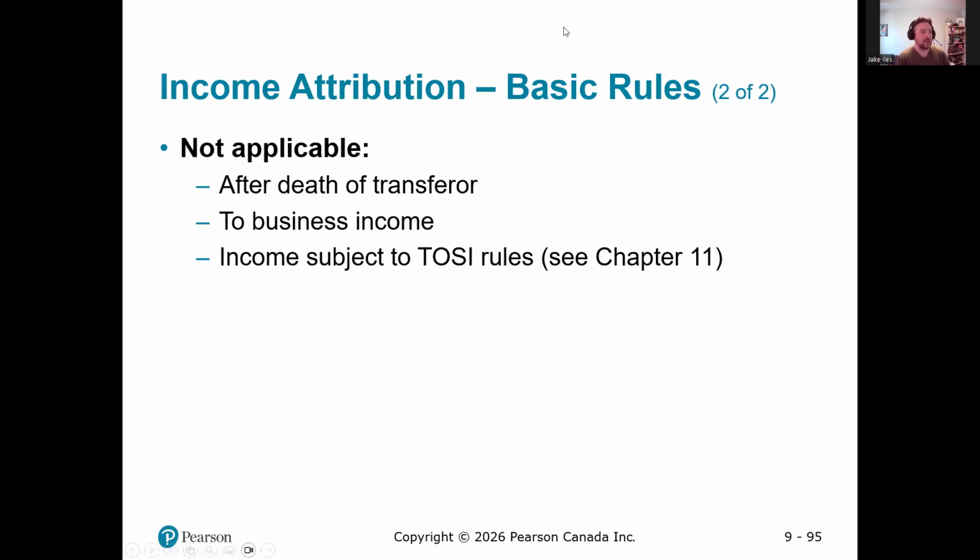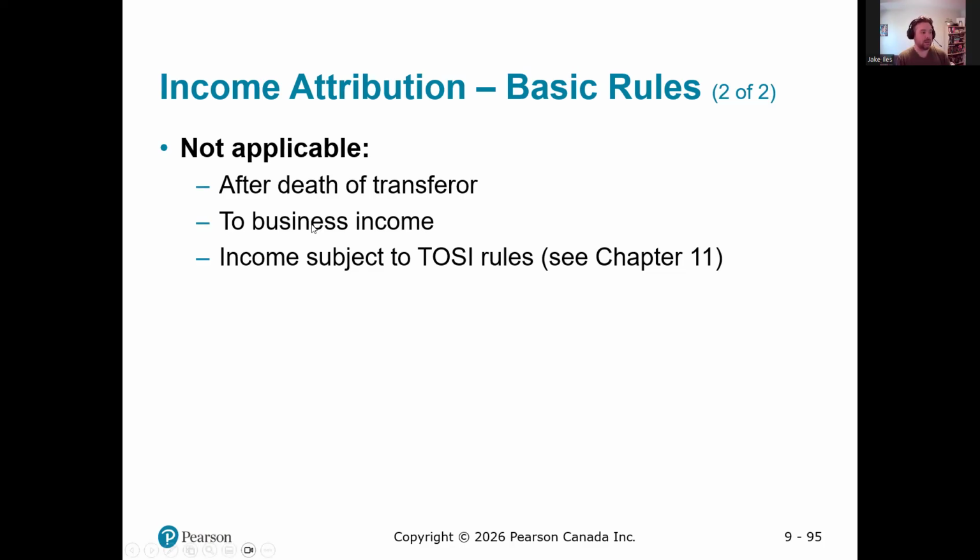It also doesn't come into play for business income. If I have a business and then I transfer those shares to my child who steps in and starts running the business, it's considered that the child's earning that income. So income attribution has to do with passive income, income where the child's not earning it themselves or the child didn't pay for it themselves. I owned the shares, I paid for the shares, I've simply put it in their name. So that's not business income. It's passive. You can't earn it.